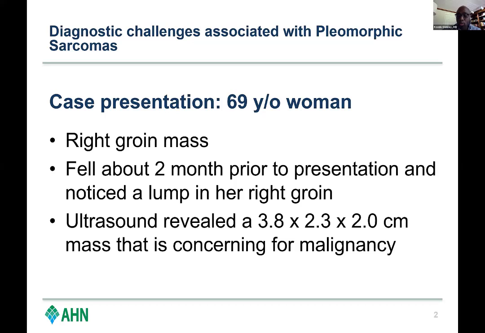So today I want to talk about pleomorphic sarcoma. But first, I want to start with a case presentation. The patient is a 69-year-old woman with a right groin mass. She fell back 2 months prior to presentation, and examination revealed a 3.8 centimeter mass concerning for malignancy. The mass was excised. This was done because the patient had a clinically significant medical history. I'm not going to talk about this history to you right now. I will mention it later on.